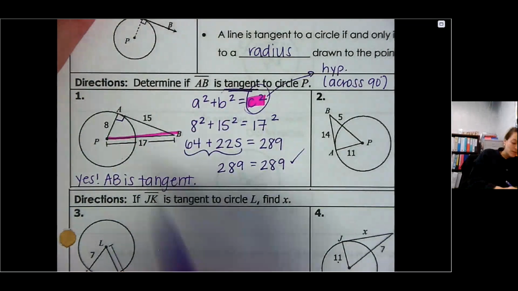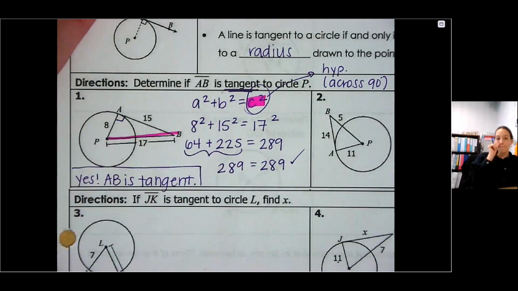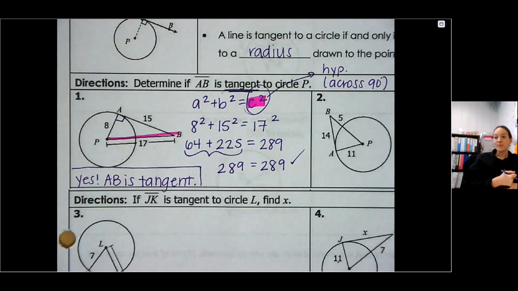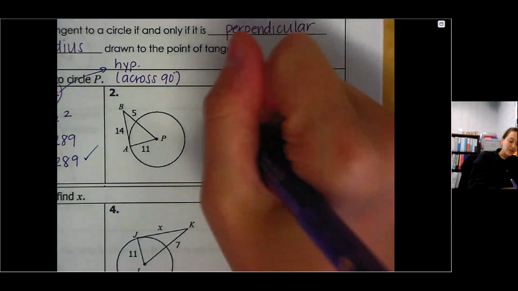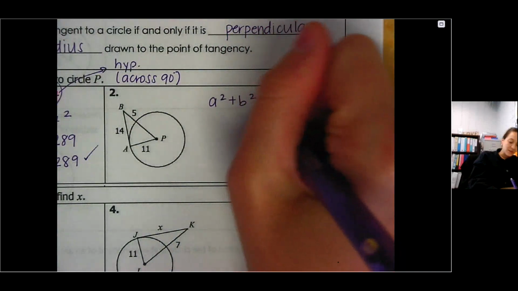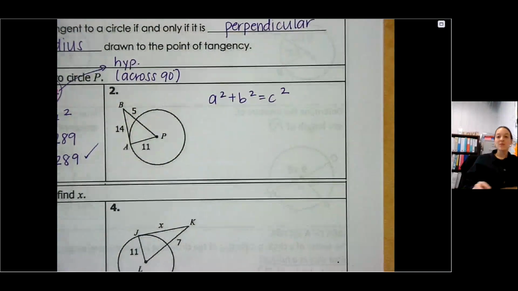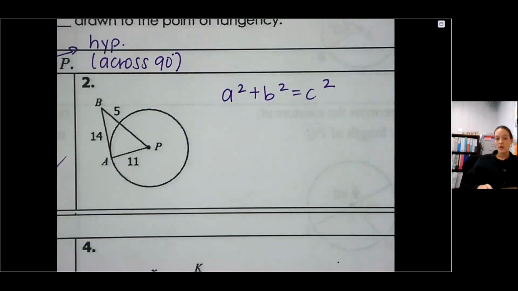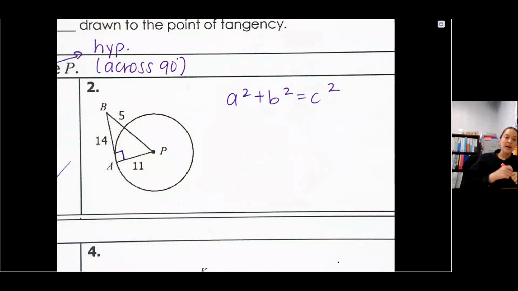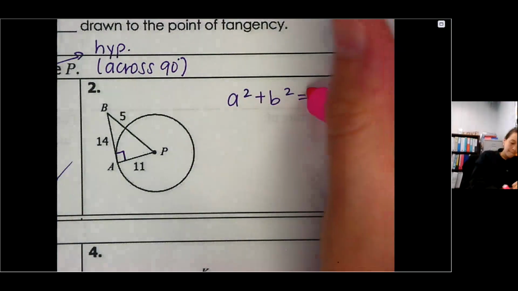Okay, that was the whole problem. Easy peasy, right? Okay, let's look at number 2. Still a right triangle, so it's still going to be A squared plus B squared equals C squared. Again, the only thing that's important is my C squared value. Where does your 90-degree angle go? At A.